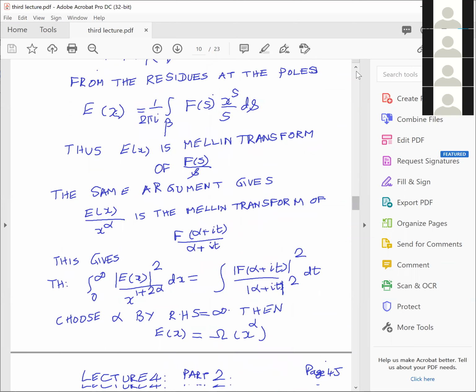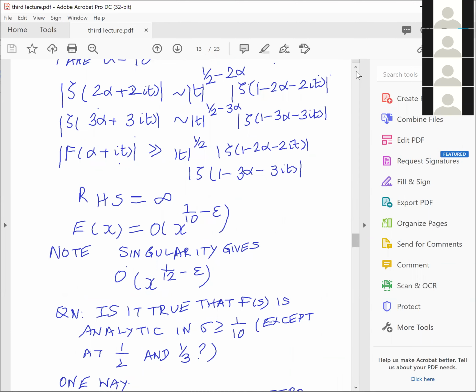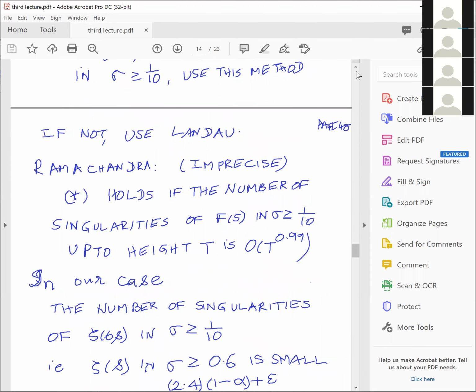And now what Ramachandra says is, if that is all the conclusion that you want, that if the right hand side is infinity, the left hand side is infinity, then that conclusion holds even if the number of singularities of F of s in sigma bigger than 1 over 10, up to height T, is O of T power 1 minus epsilon. Therefore, even if there are singularities, you need not really bother. You can still move the line of integration and you can still use the growth function. There's no problem at all.